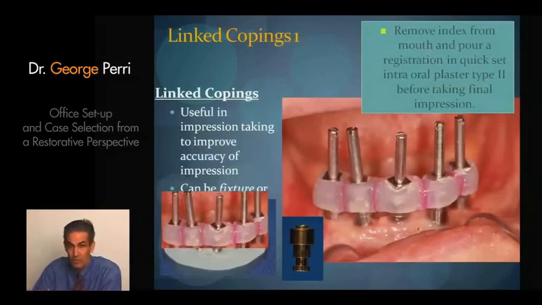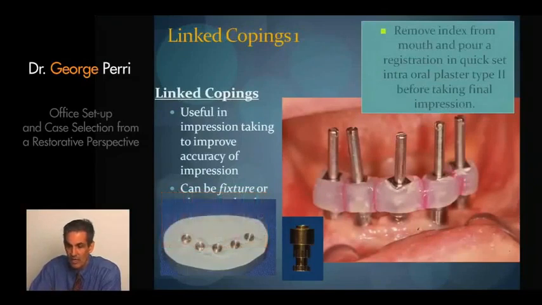I'm not using it intraorally, I'm just using it in the laboratory because it sets in basically about 5 minutes. So it's intraoral plaster type 2, not laboratory quick set that takes about 30 minutes, but intraoral plaster type 2. We now have this registration of my exact position of the implants, so later I can evaluate my master model.